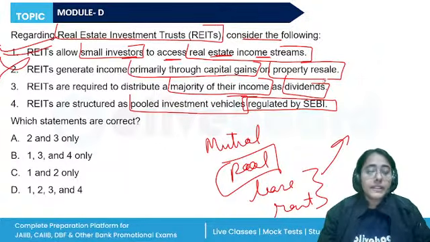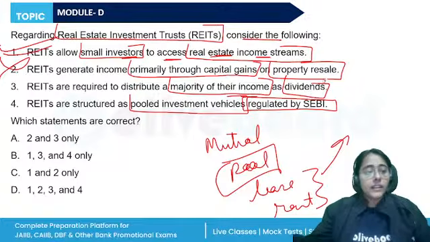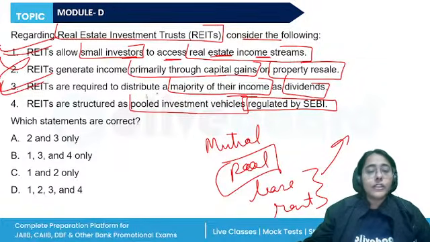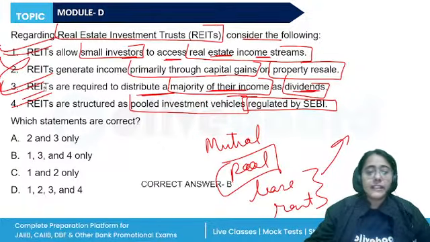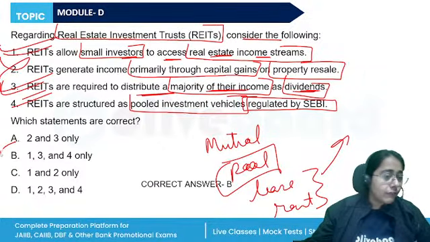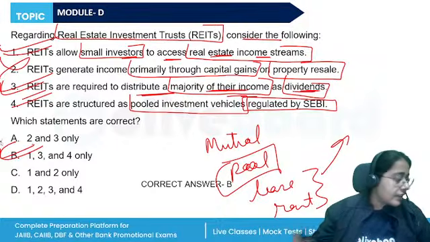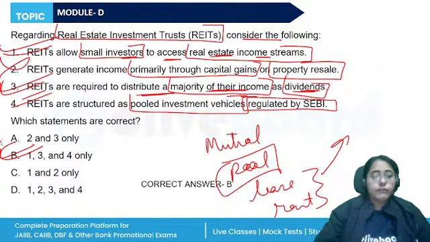And from the rent or the leasing agreement, whatever is there, the payment of the dividends is made to the investors. Third statement is also correct. Required to distribute a majority of their income as dividend. They are a structured pool investment vehicle regulated by SEBI. So 1, 3, and 4 should be correct. Yes, Chaitanya, great. 1, 3, and 4.